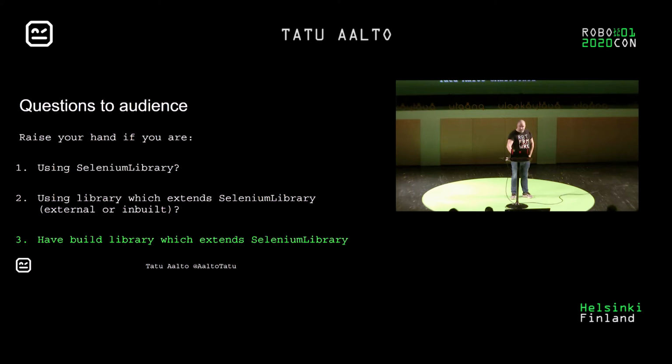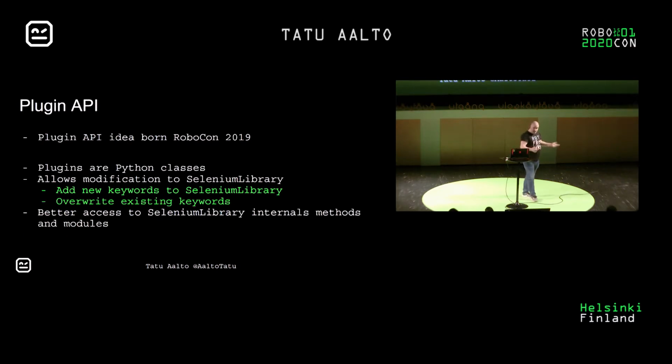So in Selenium Library 4, the plugin API was born. The idea of the plugin API was actually born at the previous RoboCon in 2019. I had wonderful discussions with many people, and many of them wanted something added into the Selenium library. Many times they wanted things that conflict with each other. And then I gave my usual answer that, yeah, it sounds like a nice idea, but it doesn't quite fit the purpose of the Selenium library.